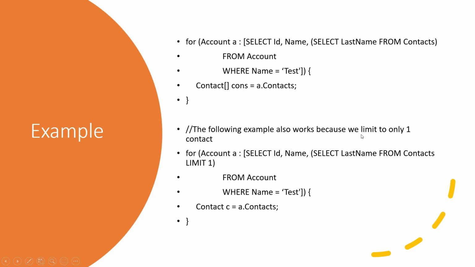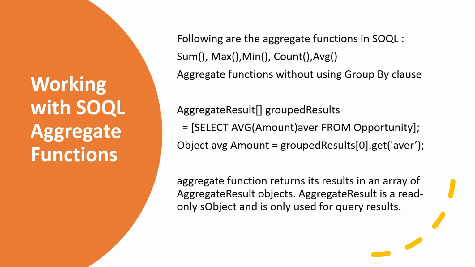The following example also works. We limit to only one contact. So if we don't want to store into the array, if we limit the contact records to one, then we can store it in a single contact object. Here is the example: contact c is equal to a.contacts. Okay, let's move on to the next slide.